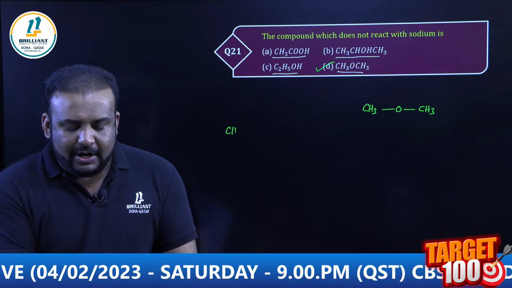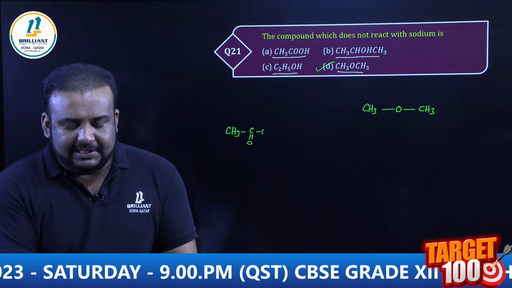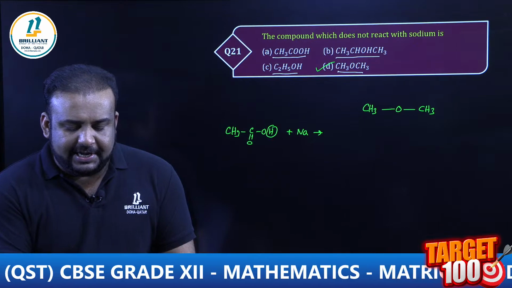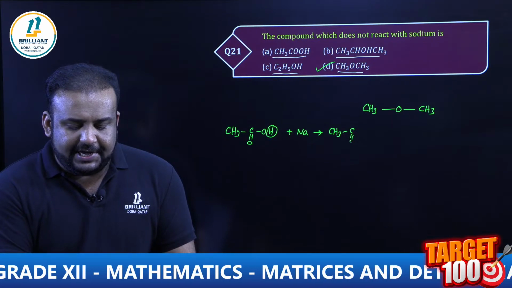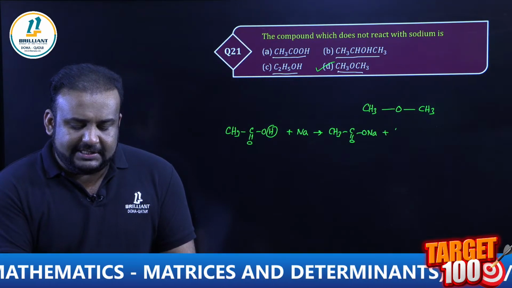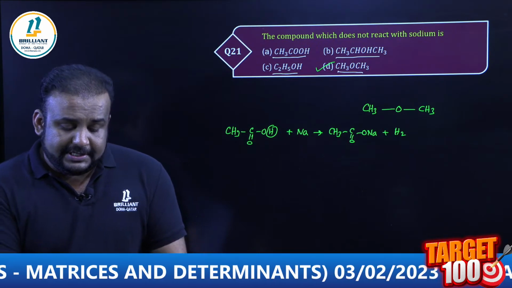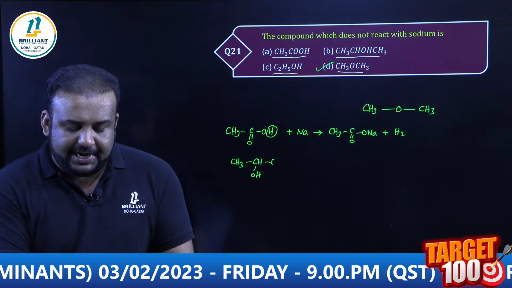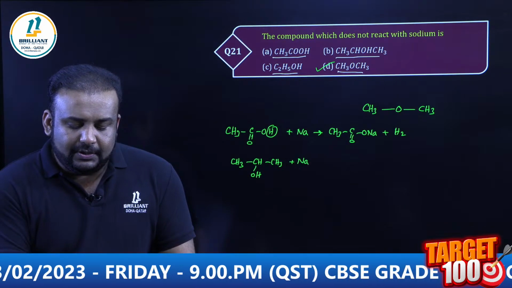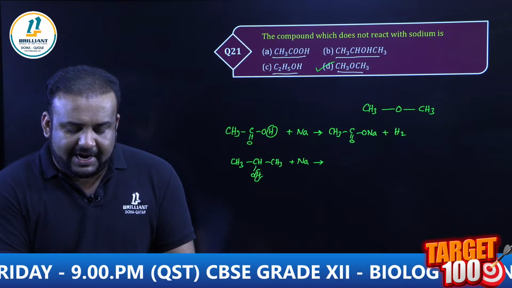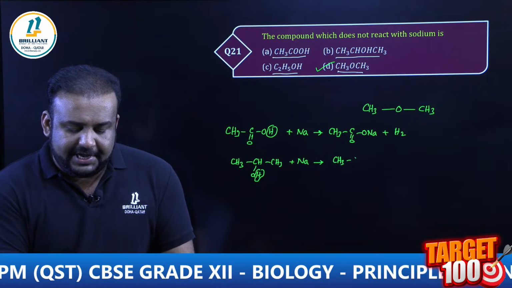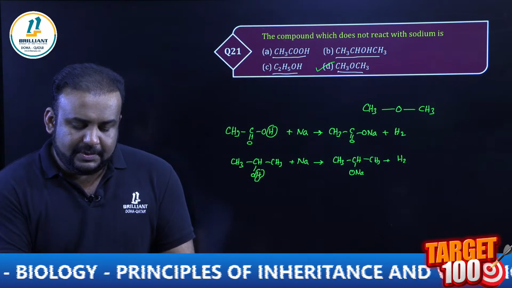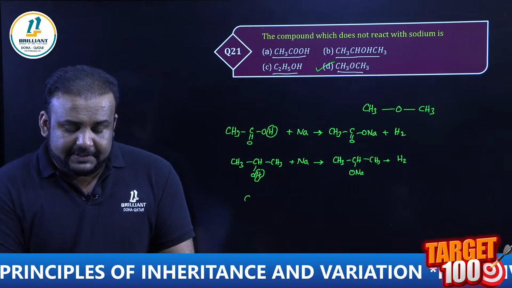But on the other hand, look at CH3COOH. If you treat it with sodium, this active hydrogen is there, which will result in formation of CH3COONa plus H2. Same is the condition for the next one also. CH3CHOHCH3. This is an alcohol. So this will again have an active hydrogen here. So this will form CH3CHONaCH3 plus H2. Displacement is going to happen.